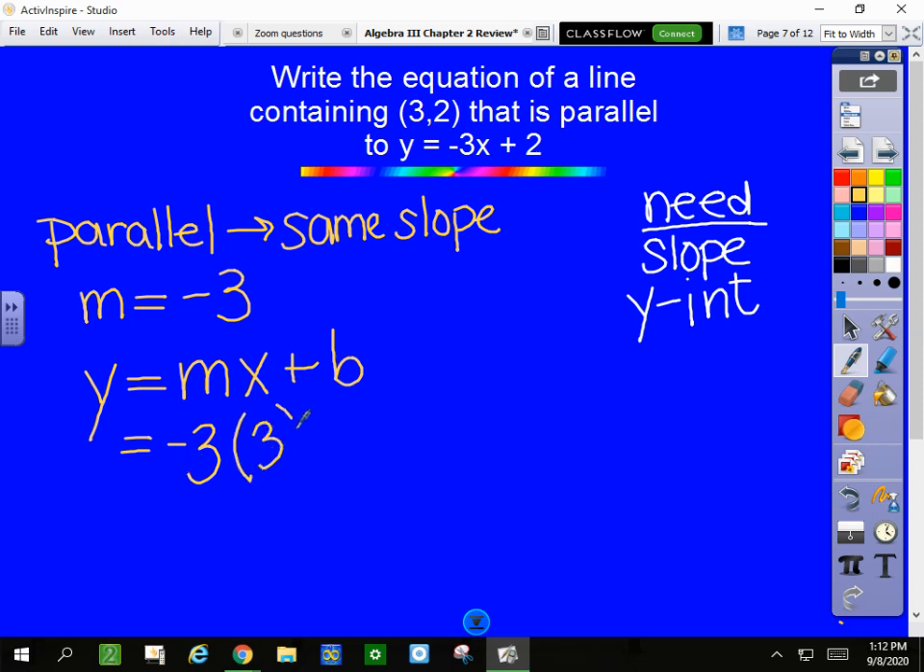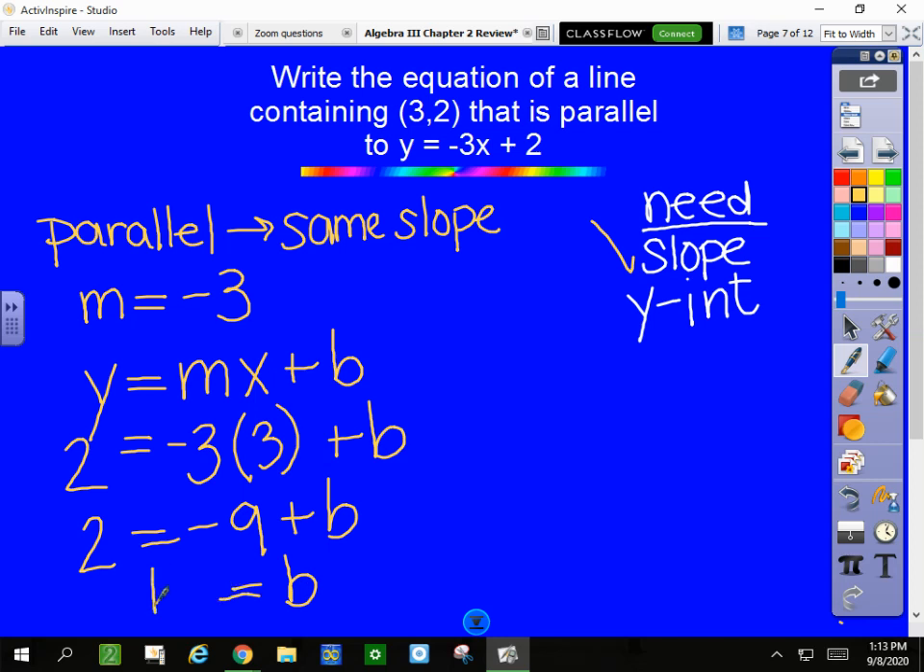And we know that when x is 3, y has to be 2. We know that from the ordered pair. So we know the slope. I just put a check mark there. We can solve this equation. -3 times 3, add 9 to both sides. Now we know the y-intercept. So what's the equation? y equals -3x plus 11.